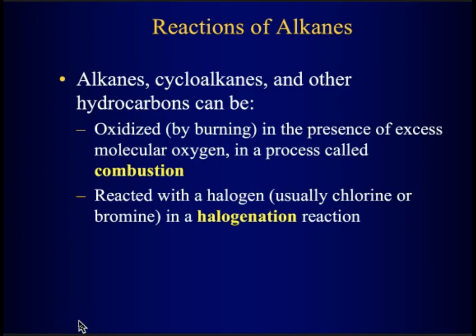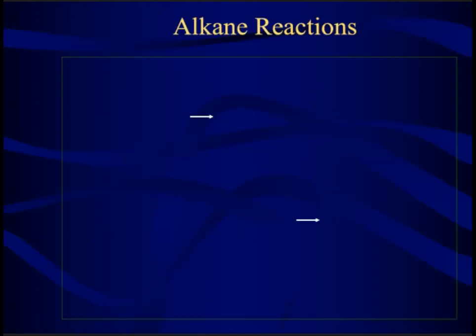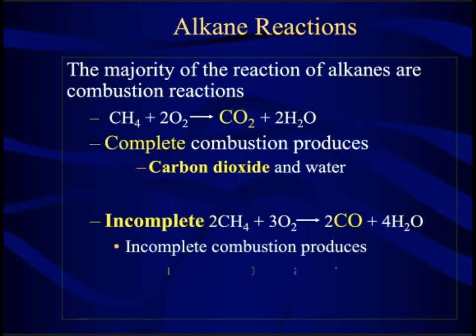So alkanes and cycloalkanes can do two different types of reactions. We can do a combustion reaction, which is where they're oxidized by burning. So what a combustion is that it's burning in oxygen, or it's reacting with the oxygen in the air. And the other one is reacting with a halogen, usually chlorine or bromine, in a halogenation reaction. So we're adding halogens to our alkanes. So let's look at our combustion reaction first.